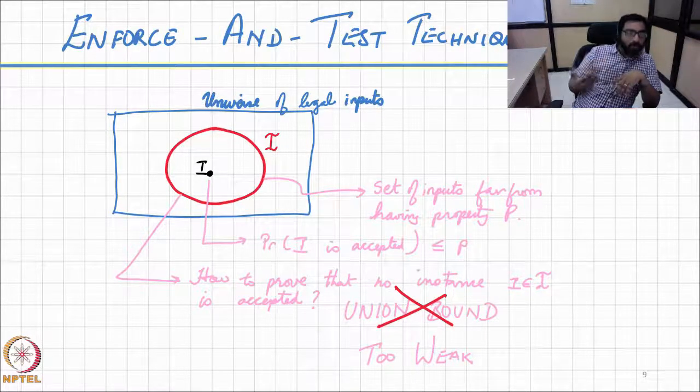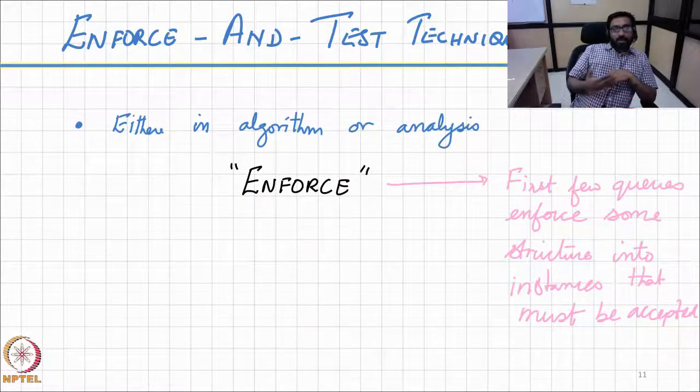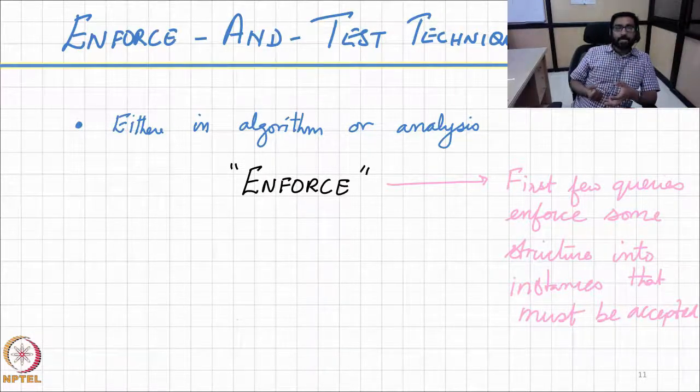So this is just a sort of motivation for why we need the enforce and test technique, because now we ask, what do we do? We seem to be stuck. So let's think about this. The way we get around this is, as we did in the balls and bins case, first try to enforce some structure. And this can either be done in the context of the algorithm itself. So if the algorithm does it, we can think of it as a sort of explicit enforcing of the structure. Or it could be done in analysis, where it's a little bit more implicit.